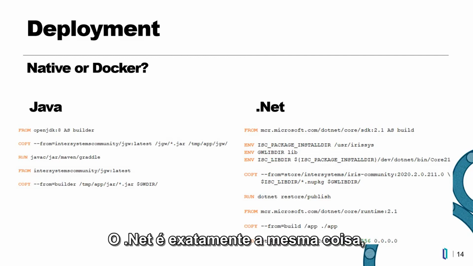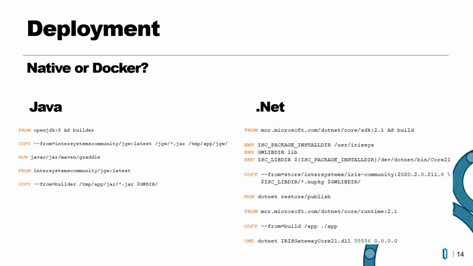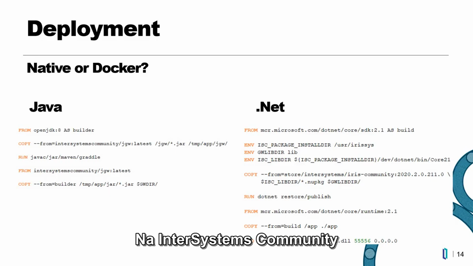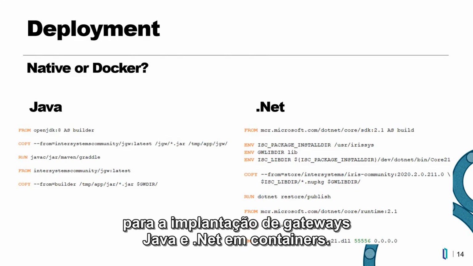.NET is absolutely the same, only I'm using the .NET Core SDK to build and .NET Core 2.1 runtime to run the library. And that's it for deployment. On InterSystems community there is an article describing the steps required for deploying Java and .NET gateway deployments in container.